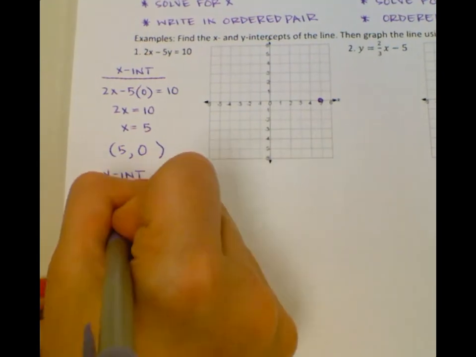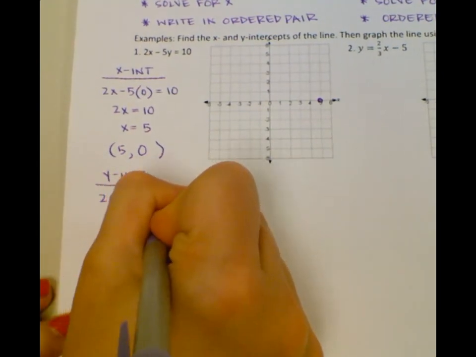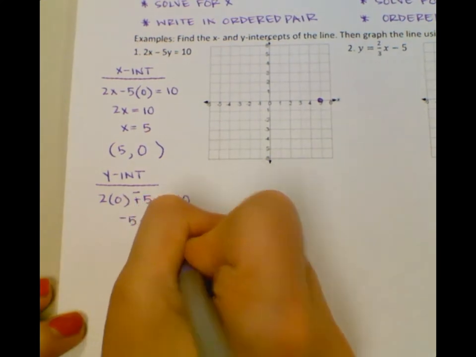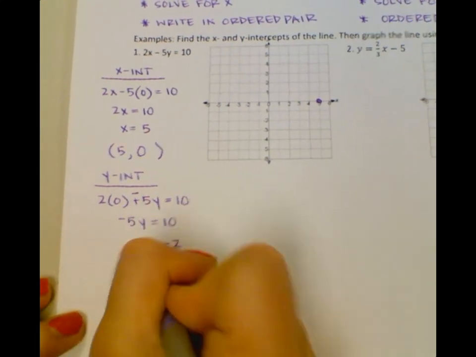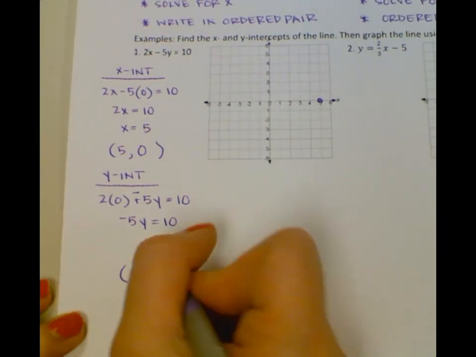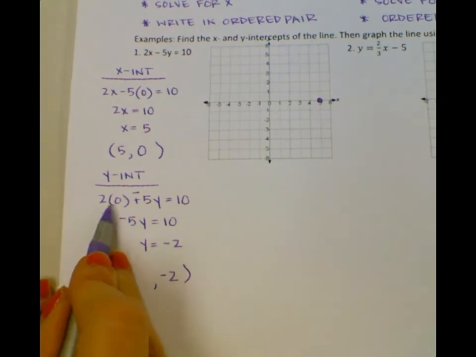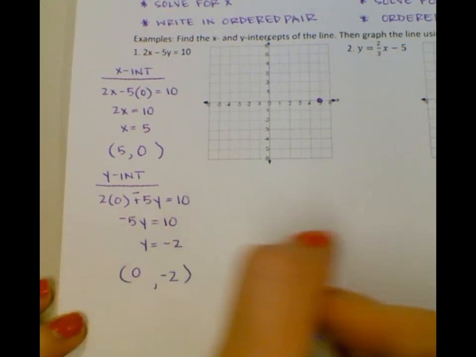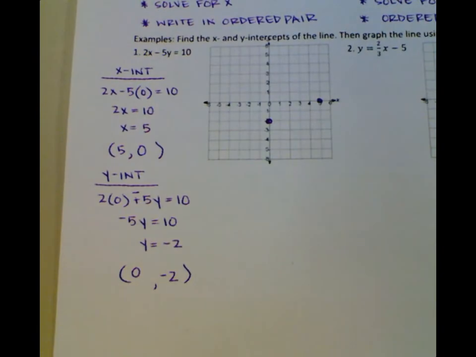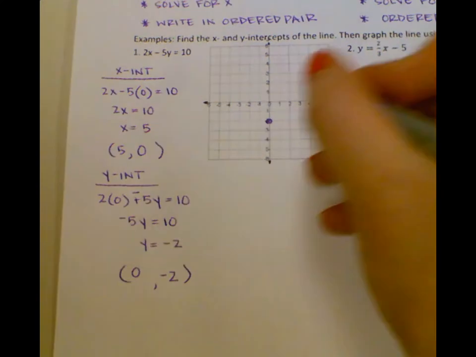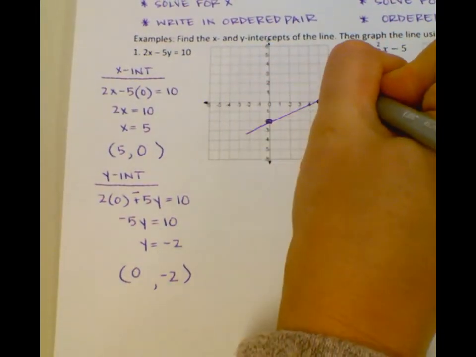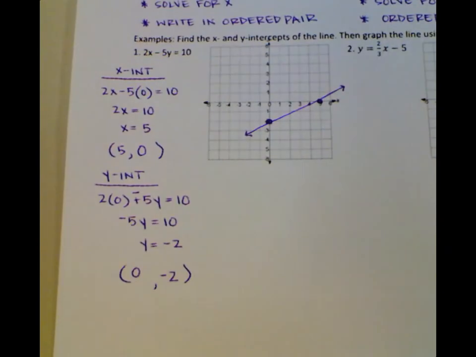All right, 2 times 0, that goes away. So I have negative 5y equals 10. And again, we know what to do. We're going to divide by a negative 5, and we get negative 2. Again, you want to write it in an ordered pair so that you can see what the actual answer is. So y is negative 2, and then what did I plug in for x? 0. So over 0, down 2, put a big dot. Now to draw that linear line, all you have to do is connect the 2 intercepts. Whee! There we go. Done.